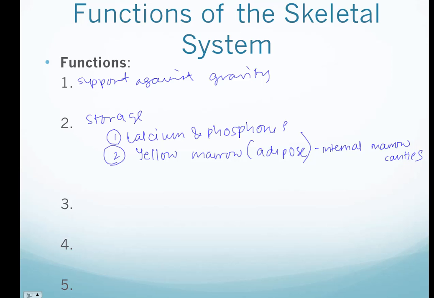Another major function of the skeletal system is this concept of hematopoiesis. Hemato deals with blood, and so this is where we produce our red blood cells. Okay, so not only red blood cells, but our white blood cells as well. Another major function is the protection of soft internal organs.